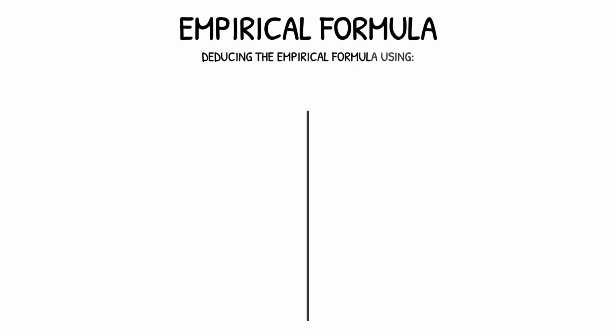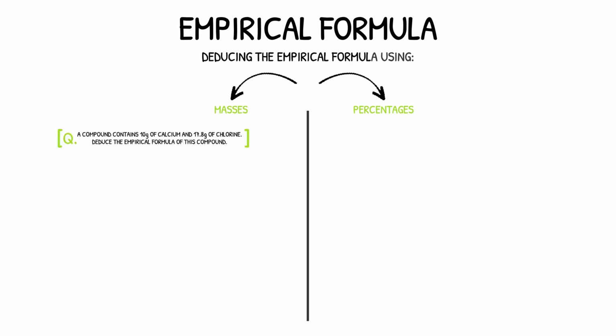Our second method of deducing the empirical formula is slightly more complex and requires for you to deduce the empirical formula using masses or percentages. Let's start firstly by looking at how the empirical formula can be deduced using masses. Here's an example of how this question may be posed to you in an exam paper. A compound contains 10 grams of calcium and 17.8 grams of chlorine. Deduce the empirical formula of this compound.